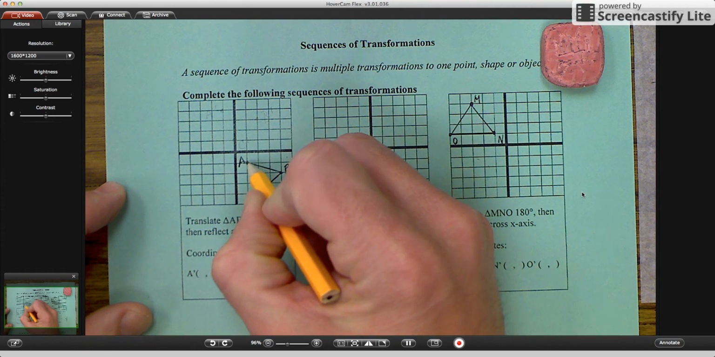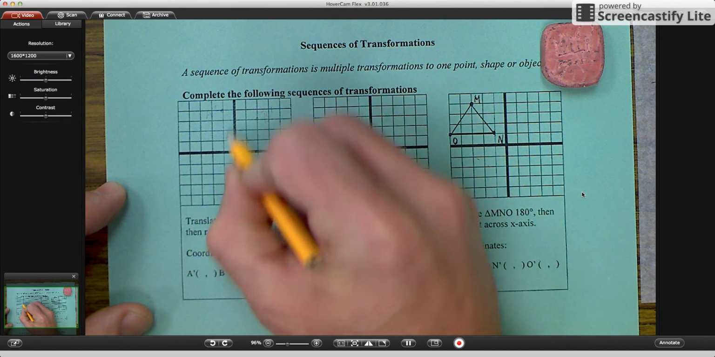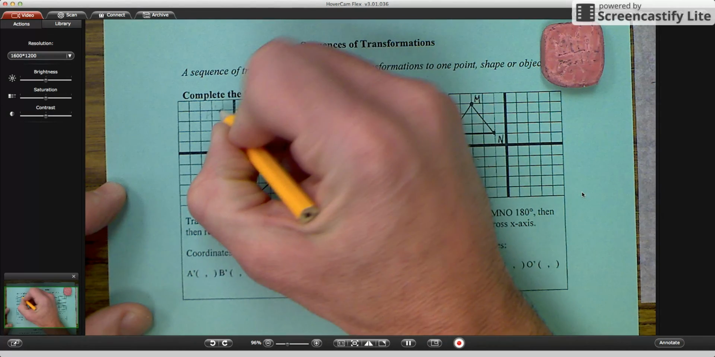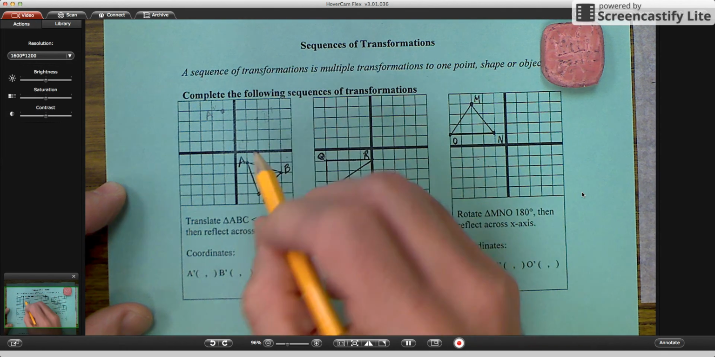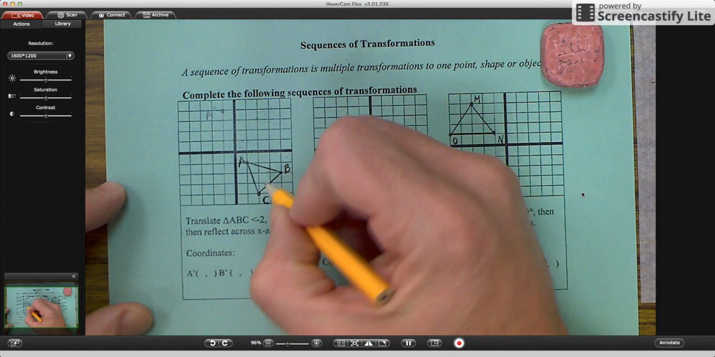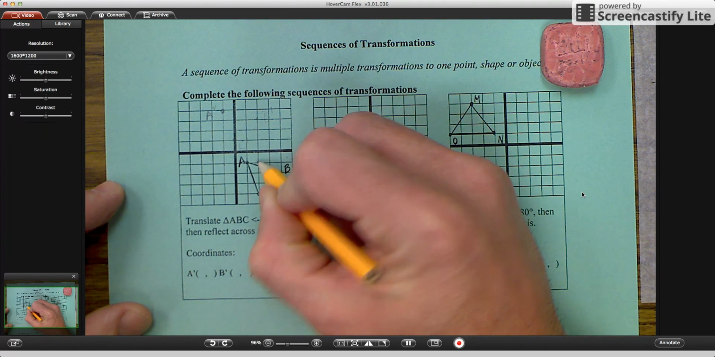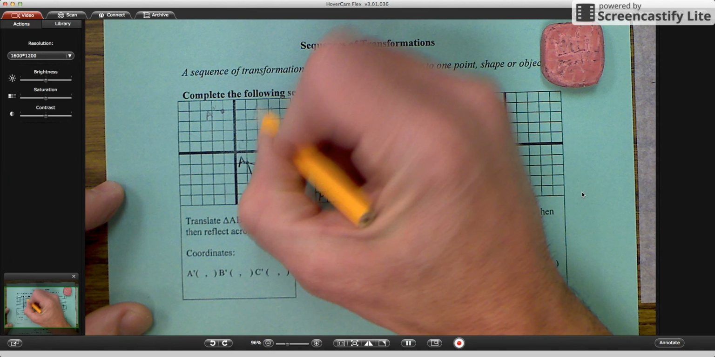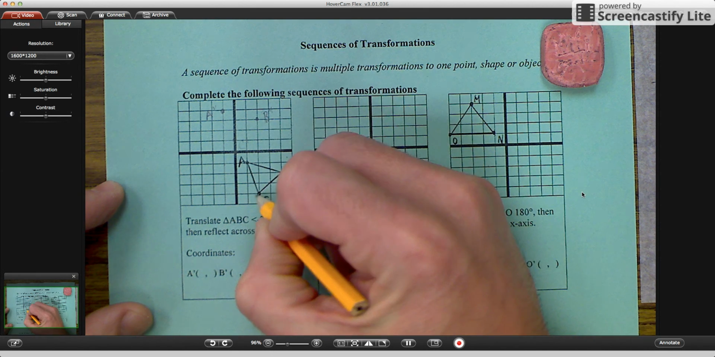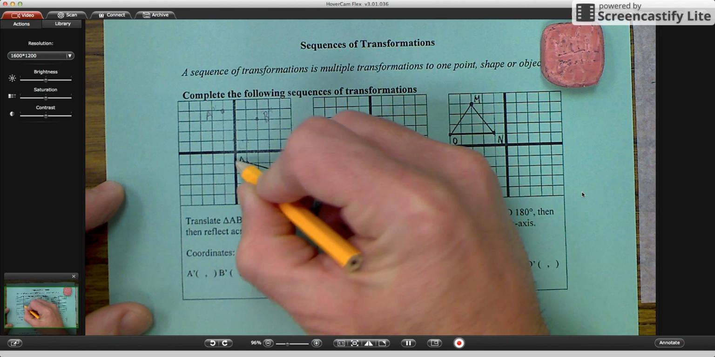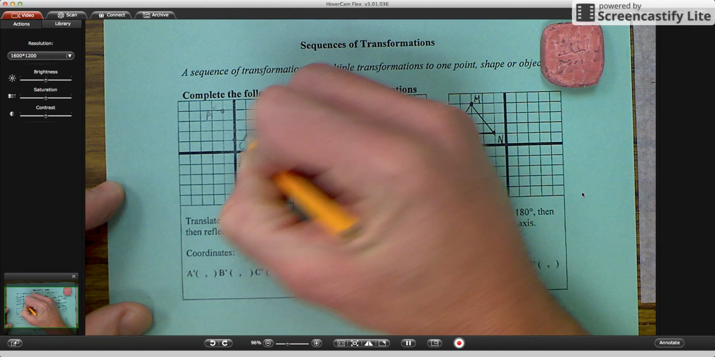So the first one says translate triangle ABC by a vector of -2, 5, then reflect across the x-axis. So each point, A, -2 on the x, 1, 2, 3, 4, 5 on the y. We're going to call that A prime. We're going to put that in there lightly because we're going to make another transformation. B, 2 to the left, 1, 2, 3, 4, 5 up. Again, lightly, B prime. C, 2 to the left, 1, 2, 3, 4, 5, right on the y-axis, C prime.